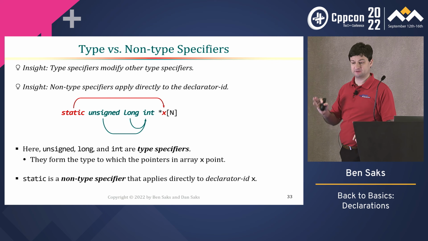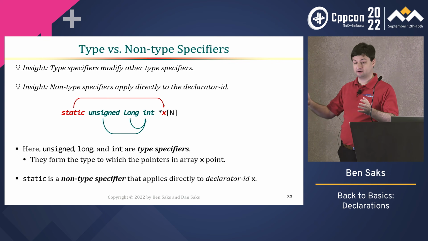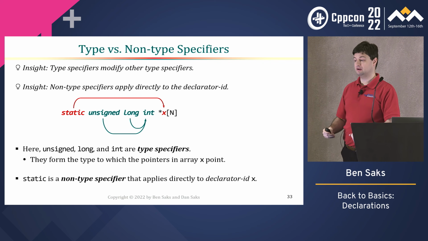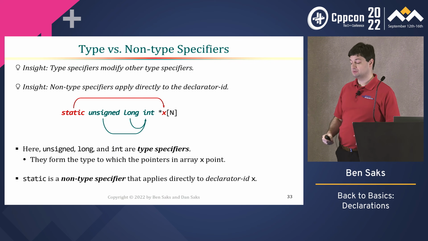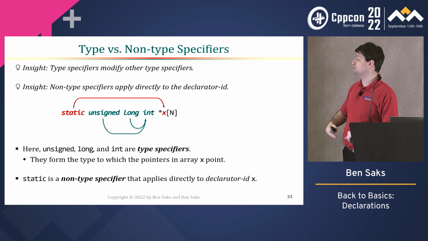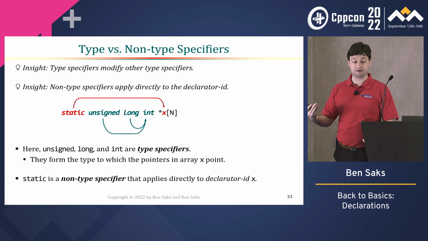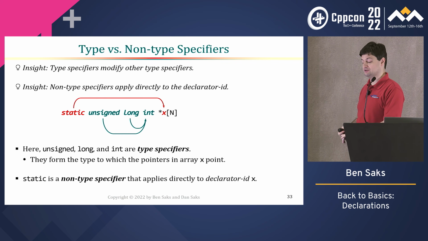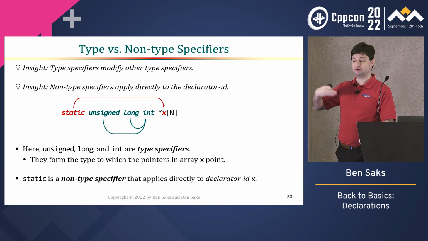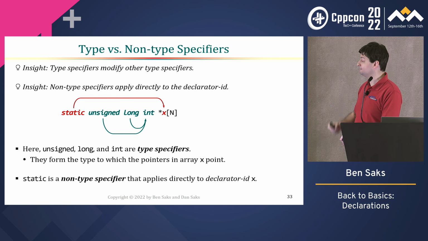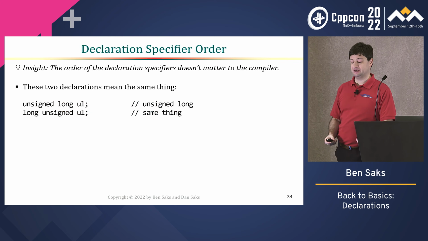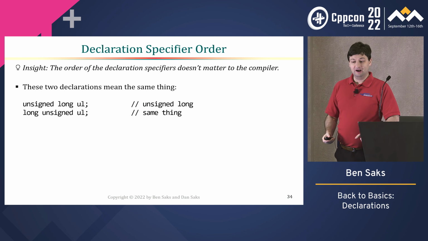Now, type and non-type specifiers behave a little differently. The type specifiers all get combined together, and they collectively determine the type of the thing being declared. Whereas the non-type specifiers, I think it makes more sense to think of them as applying directly to the name being declared. So unsigned, long, and int are all type specifiers. They describe the thing that the pointers in x point to. Whereas static provides information that applies directly to x rather than being part of the type.